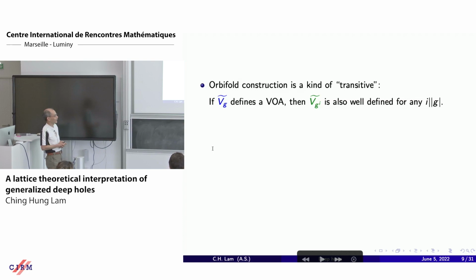Of course, this is a different VOA. This and this are different VOAs. But it means that once you have one orbifold construction, you can construct more, if G is not of prime order.